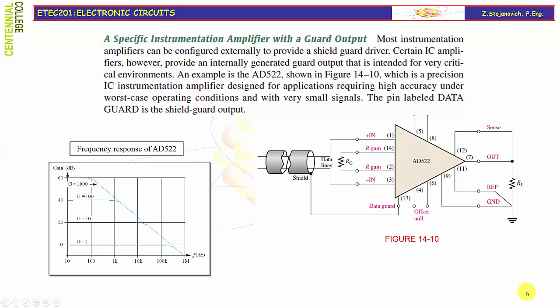The pin labeled data guard is the shield guard output. So the monolithic integrated circuit already includes this voltage follower that we use to connect the shield to the common mode signal of the instrumentation amplifier.